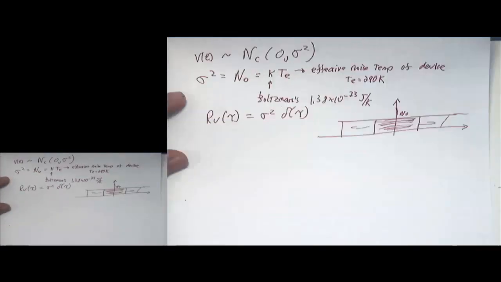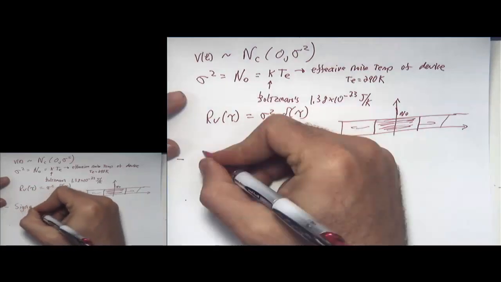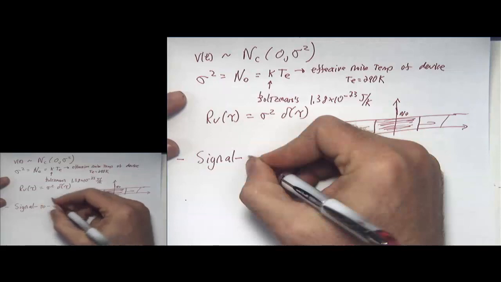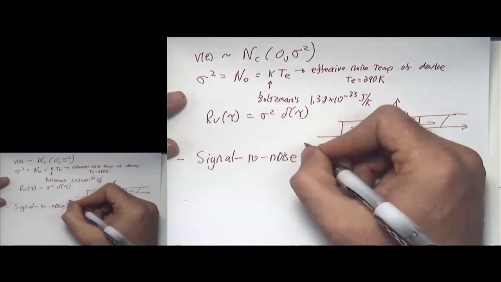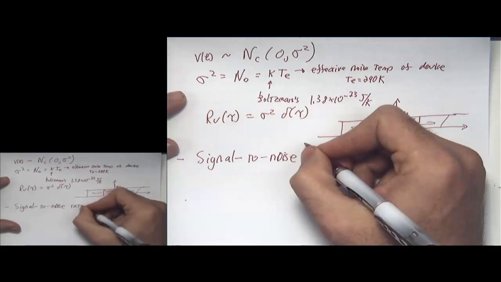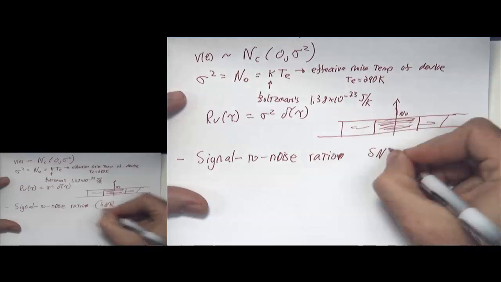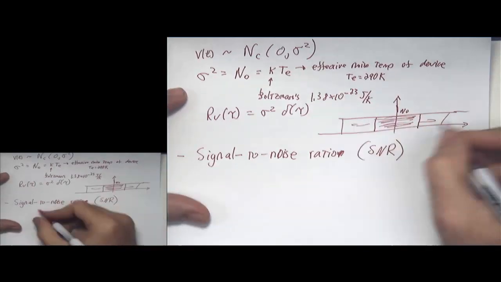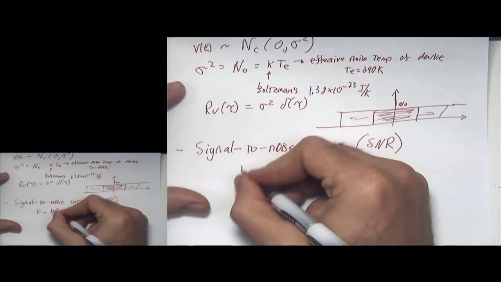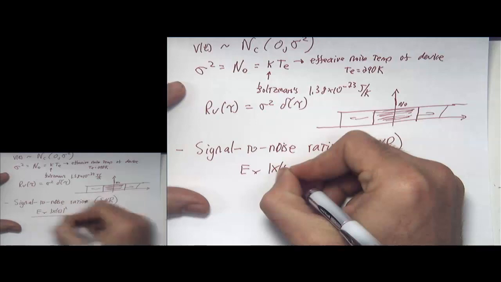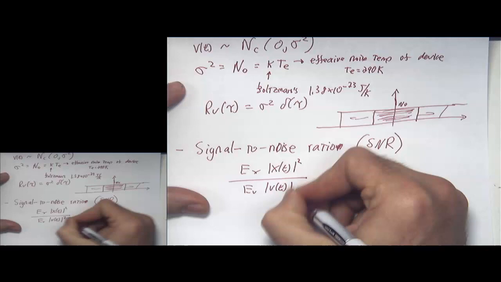Finally, the measure of performance that's important in a communication system with additive white Gaussian noise is called the signal-to-noise ratio, which we abbreviate as SNR. The signal-to-noise ratio ends up being essentially the expected value of the signal power divided by the expected value of the noise power.